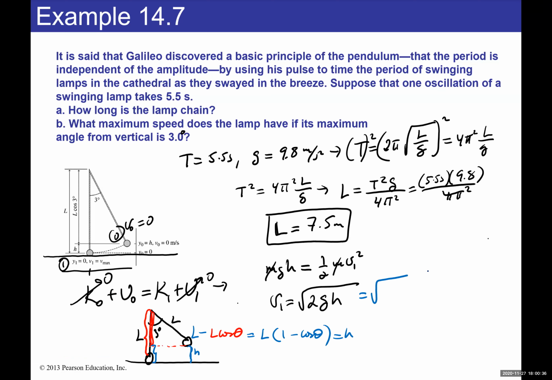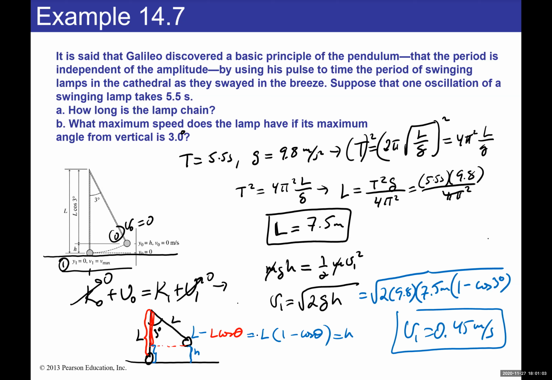That means v1 is equal to the square root of 2 times 9.8 times h, where h is L minus L cosine theta, or L times 1 minus cosine theta, with L being 7.5 meters, then 1 minus cosine of 3 degrees. I can do that, and I can solve for v1 as 0.45 meters per second.